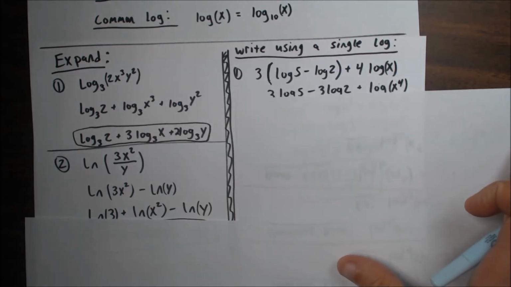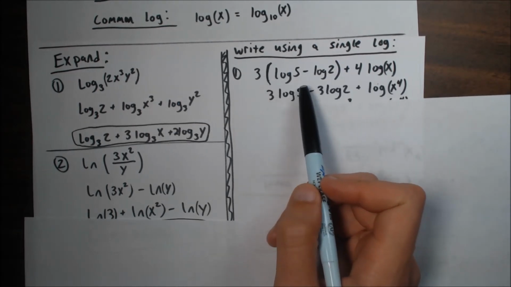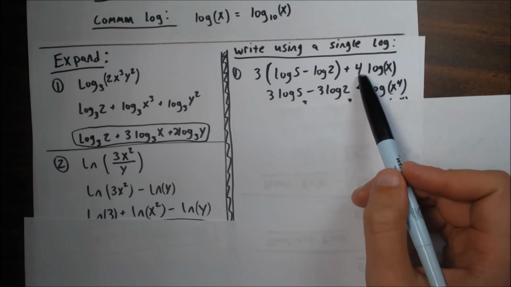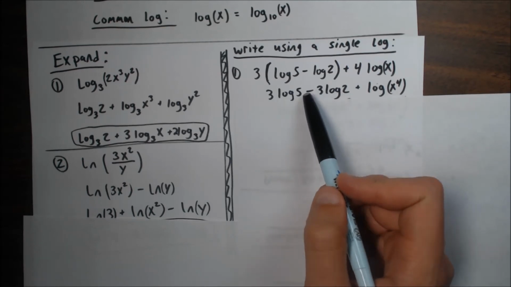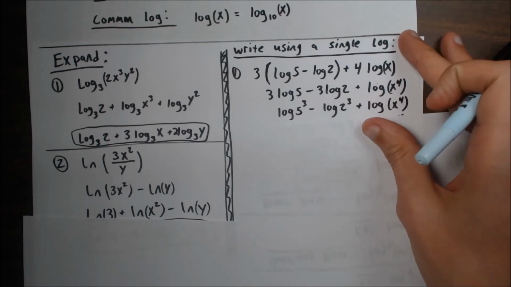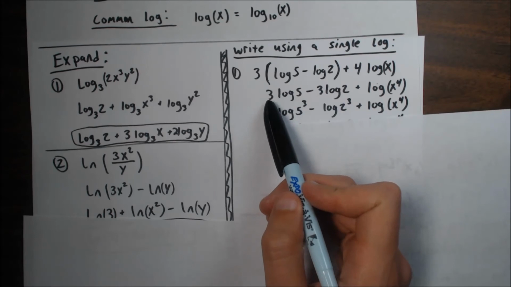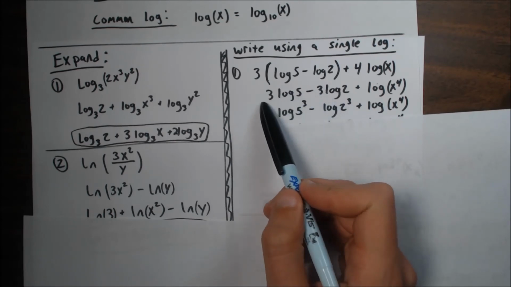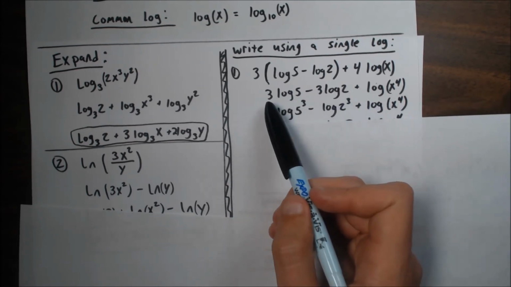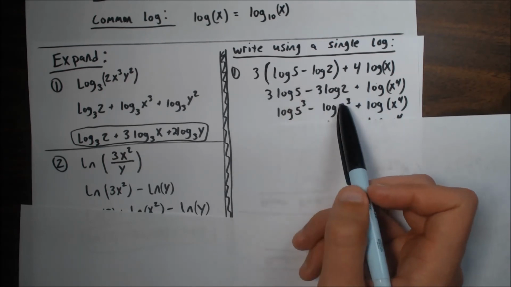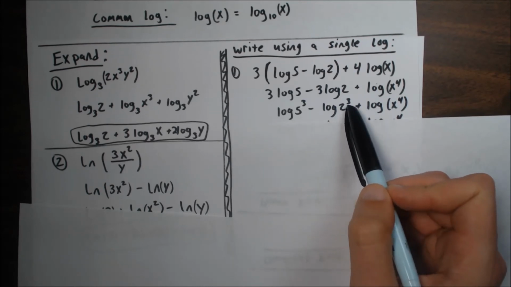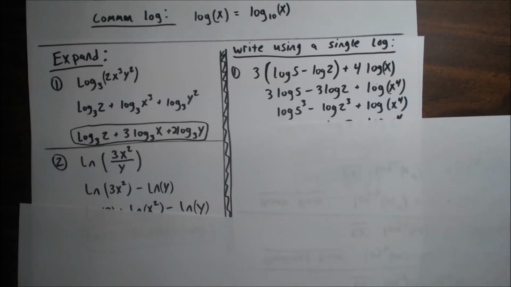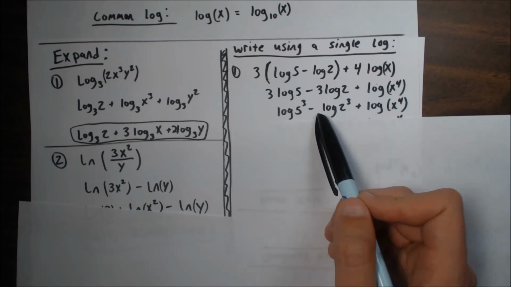And that's what I did. So I'm going to go and distribute first. So I get 3 log 5 minus 3 log 2. And over here, I went ahead and took that 4 and just put it up as an exponent of the x. The first thing I did was I just put the coefficient up as the exponent, because we have a common coefficient here. So log of 5 to the third power, log of 2 to the third power. Still have a subtraction sign in the middle. And log x to the fourth hasn't changed. Now I've got a minus and a plus.